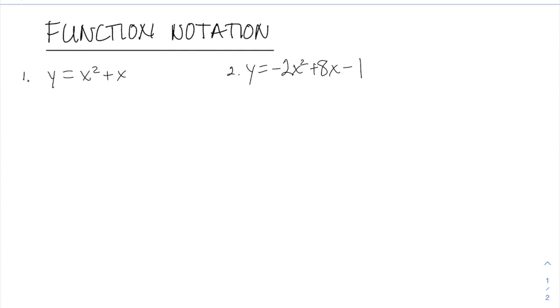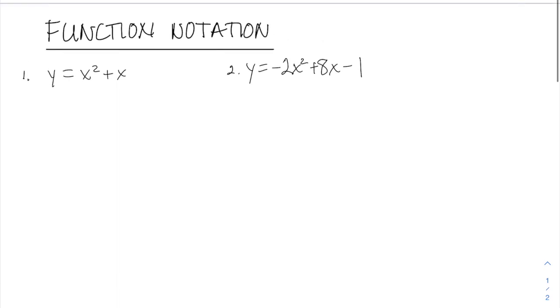Hi guys, I just wanted to do a little lesson on what function notation is. Function notation is actually just a different way of writing a function without using the variable y. On the surface it looks really superficial, but it's actually quite an important change. For example, if I have a function y equals x squared plus x, I can write it as f of x equals x squared plus x, without y.